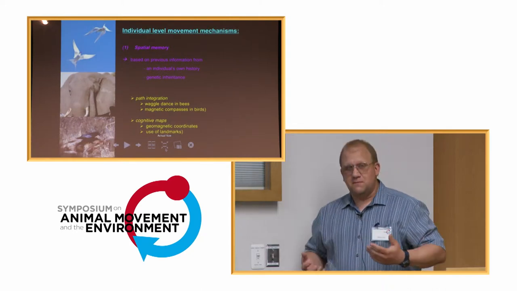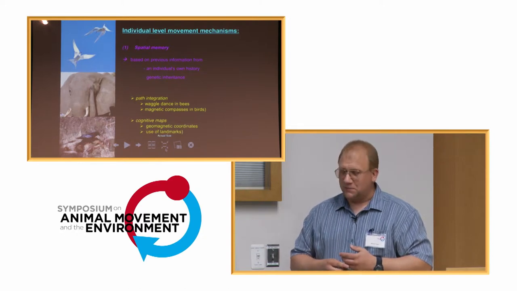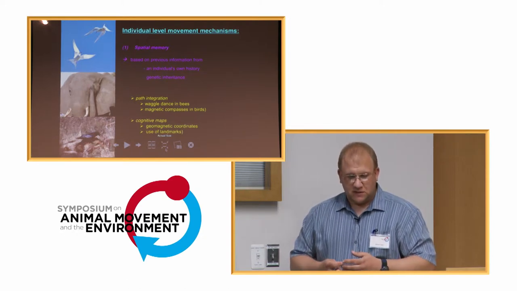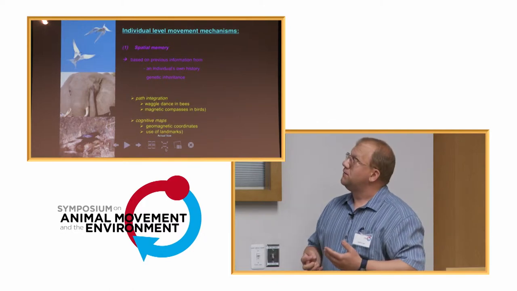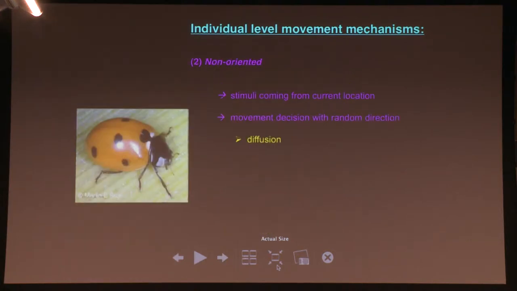When I talk about movement mechanisms, there's a variety of things that come to mind, different categories of mechanisms that might come into play. One of the most complicated, which was talked about in a few talks already here, is spatial memory, where there's some information previous to the current state, whether it's coming from an individual's own history or from some genetic inheritance, that is informing the movement decisions. At the other end of the spectrum, very simple movement would be non-oriented movement, where there's some stimulus coming from the current location and it ends up with a movement decision that has some random direction. So a very simple diffusive type movement would fit in the non-oriented category.